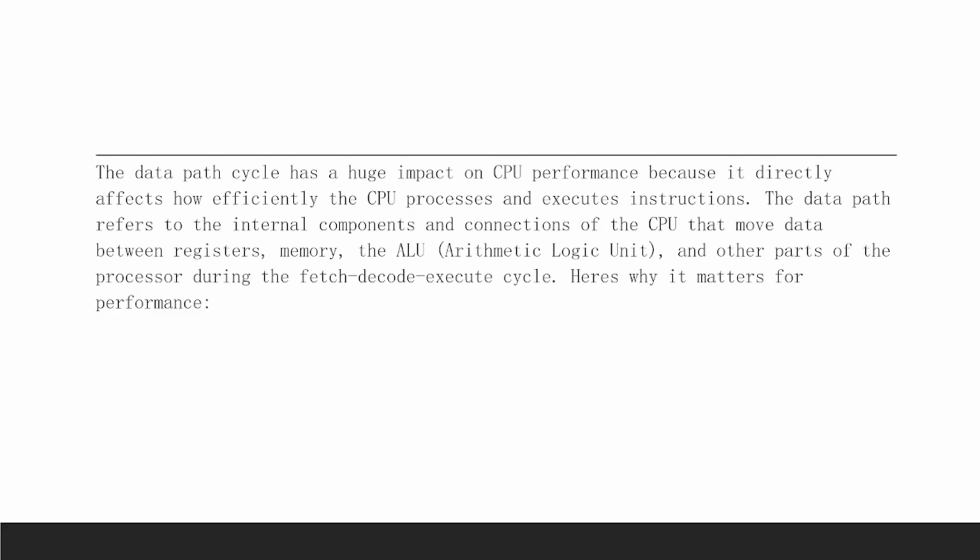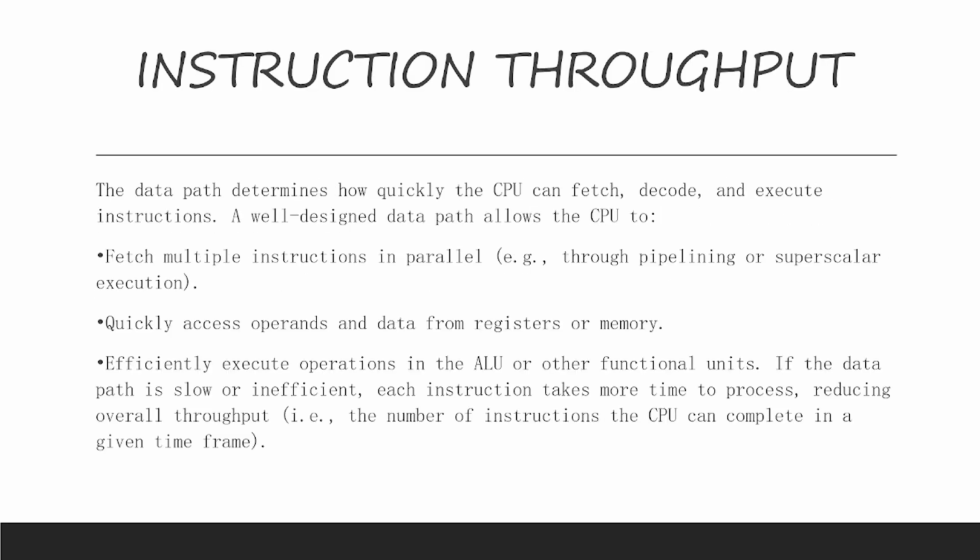The data path refers to the internal components and connections of the CPU that move data between registers, memory, the ALU, also known as the arithmetic logic unit, and other parts of the processor during the fetch, decode, execute cycle, which we treated in our last video. Here's why it matters for performance.